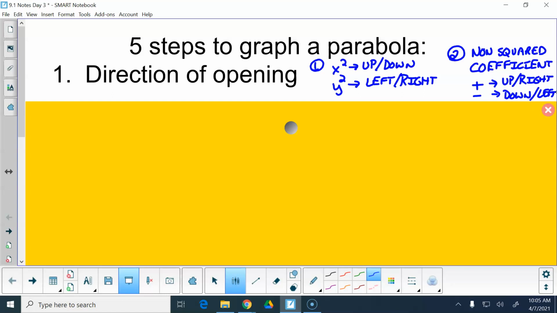Because only one variable is going to be squared. So the other one that's not squared, that's the non-squared one.